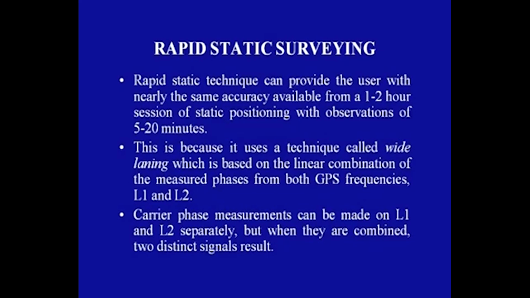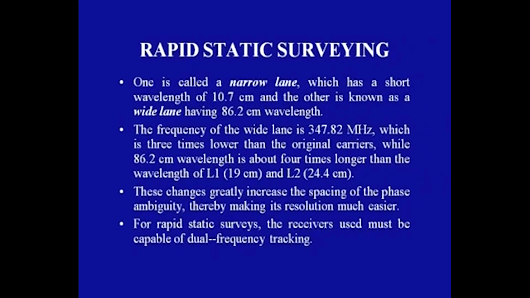The carrier phase measurements can be made on L1 and L2 separately, but when they are combined, it results in two distinct signals. One is called a narrow lane, which is a short wavelength of 10.7 centimeter, and the other is known as the wide lane, having 86.2 centimeter wavelength.